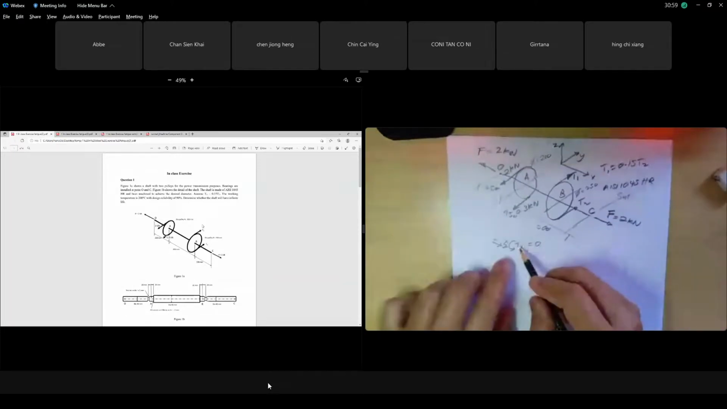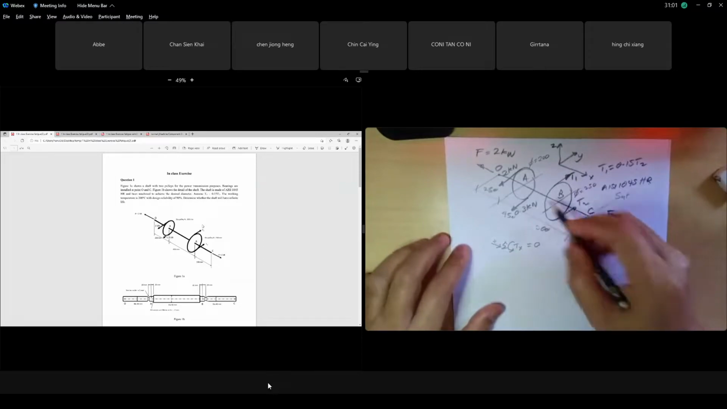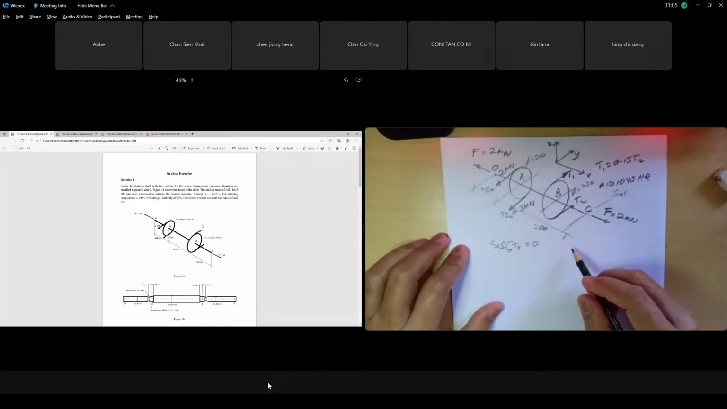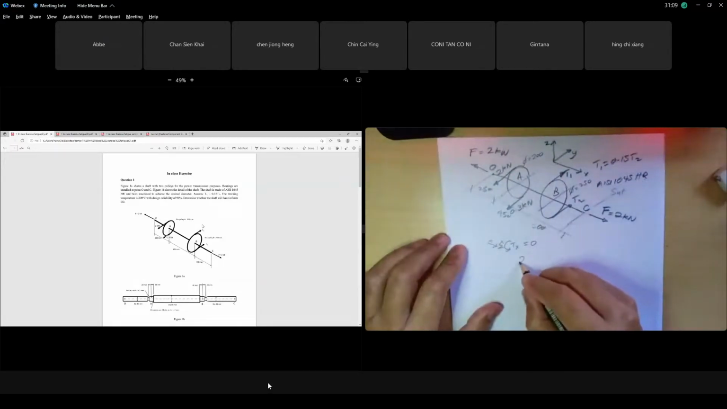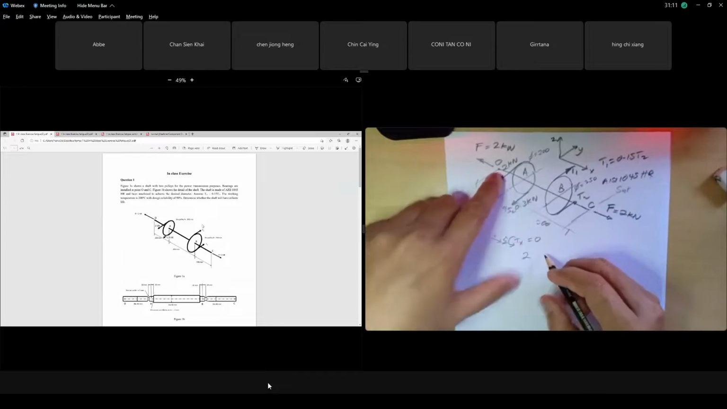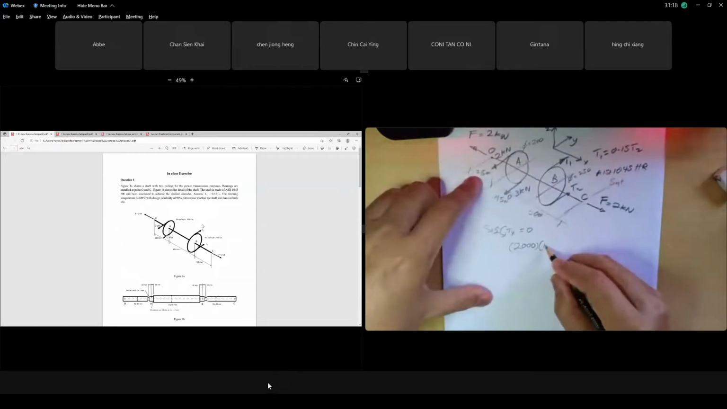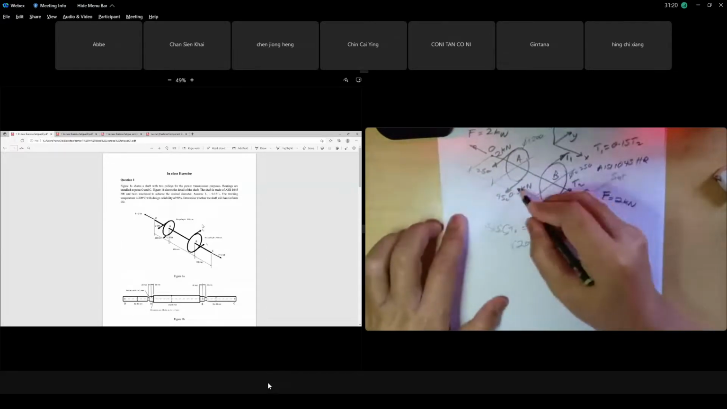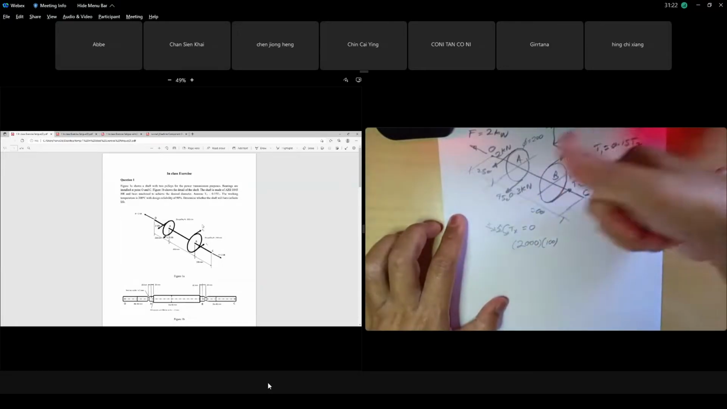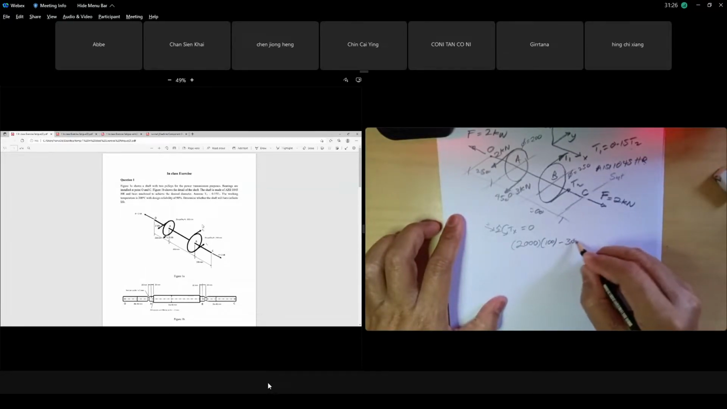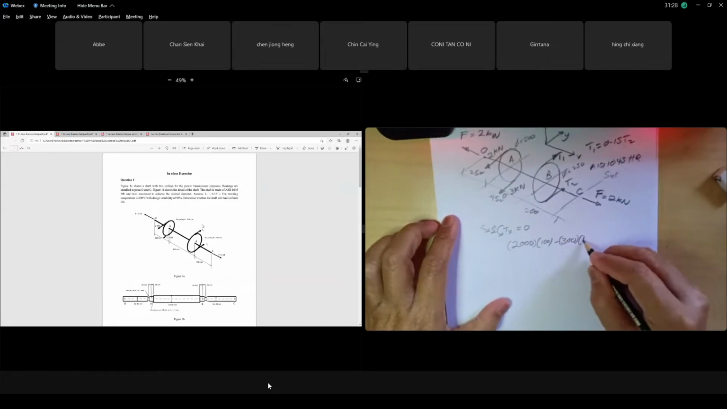Summation of torque is 0, and we want to get T1 and T2. Is the 2 kilonewton a positive torque or negative torque? Yes, you're right, positive. I put 2000, because we use Newton millimeter, times the radius 100, positive. The 0.3 kilonewton is negative, so 300 Newton times 100.